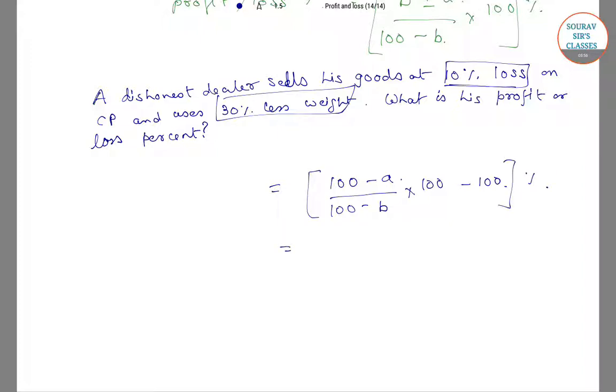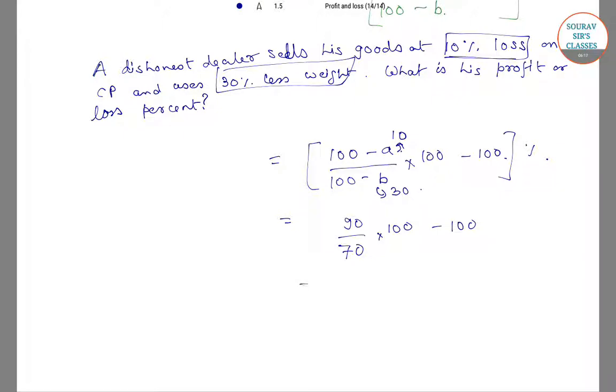This is equal to, our A is 10, our B is 30, so we will have 90 divided by 70 into 100 minus 100. This is equal to (900 minus 700) divided by 7, which is equal to 200 by 7%.